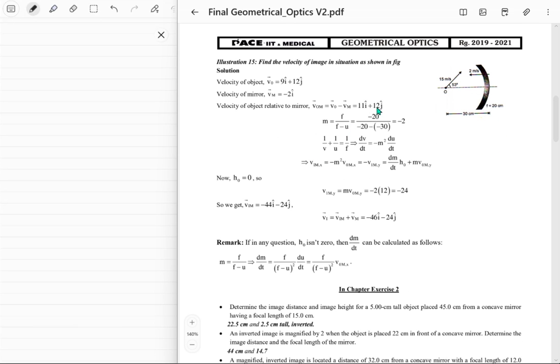Oh yeah, these kind of questions. So you actually have to differentiate and then get the thing. I don't like that. So it's got this formula: one upon v plus one upon u is equal to one upon f. Why don't you just differentiate it right away, right?